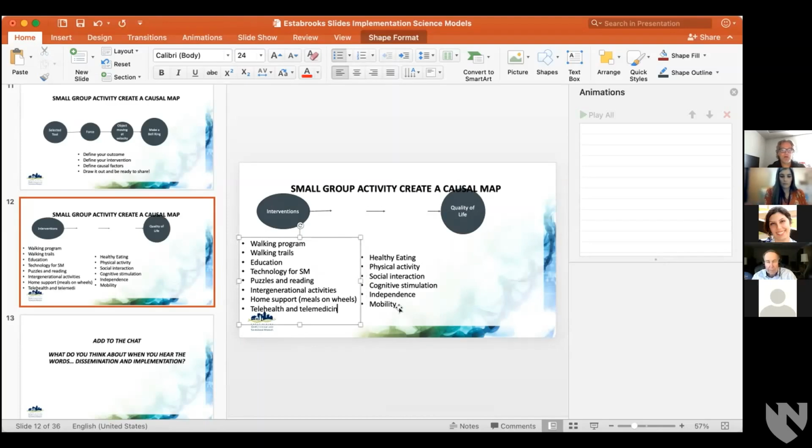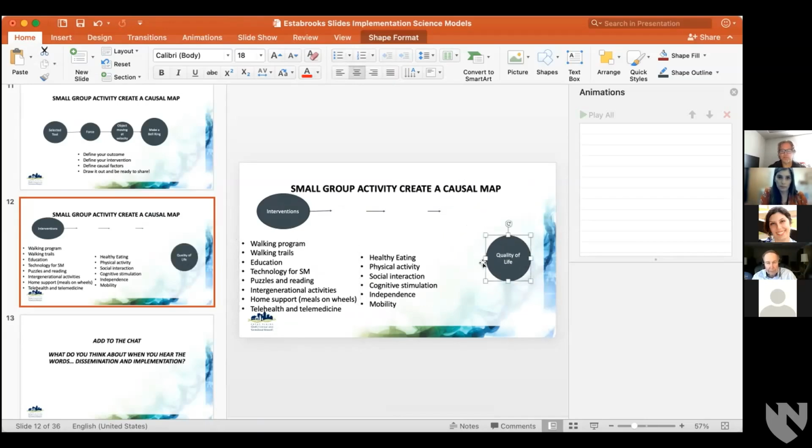So now what we want to do is make a map. We have quality of life here, right? That's our outcome. So what are the things that are most proximal? When we think about healthy eating, physical activity, cognitive stimulation, independence, mobility, what do you think is closest to quality of life, the most direct influence on it? Independence. Okay, independence.